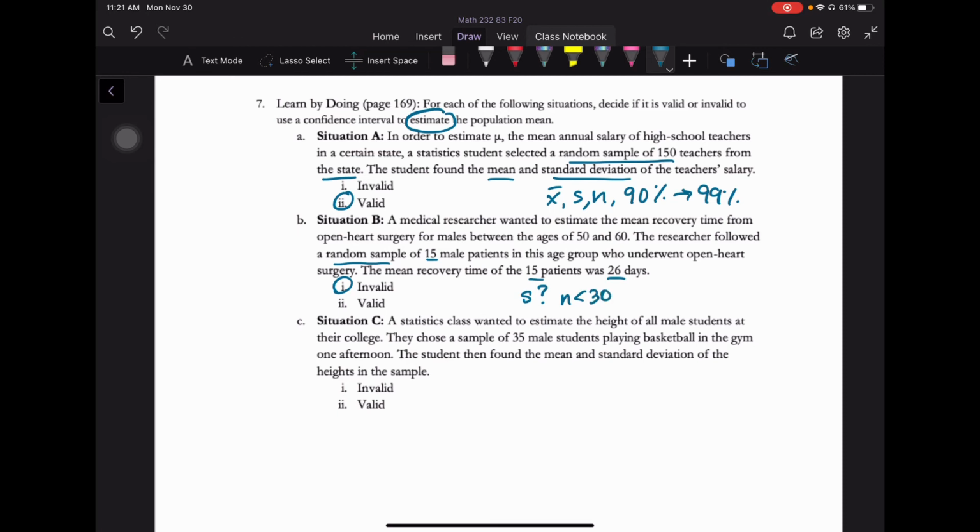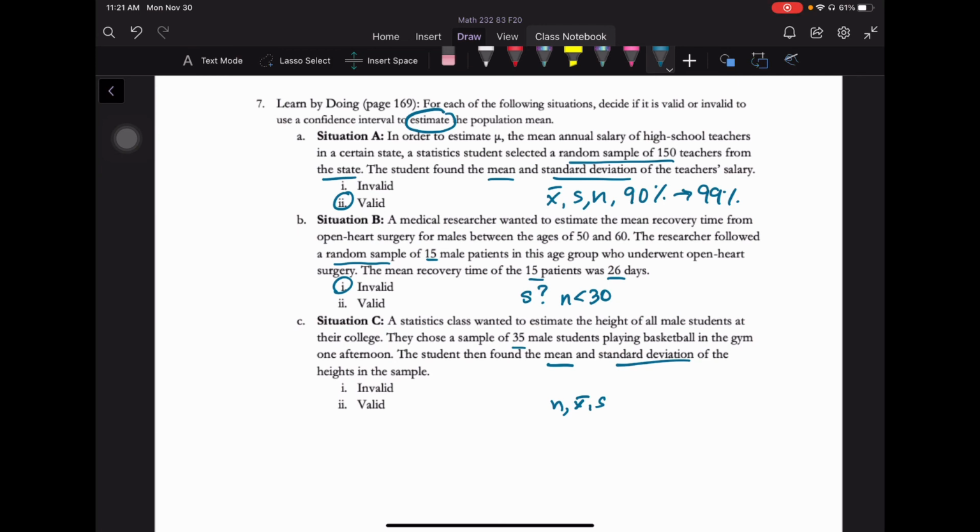Situation C says a statistics class wants to estimate the height of all male students at their college. They chose a sample of 35 male students playing basketball in the gym one afternoon. The students found the mean and the standard deviation of the heights in the sample. So we know n, it's bigger than 30, that's great. We know x bar, we know s, that's all great.